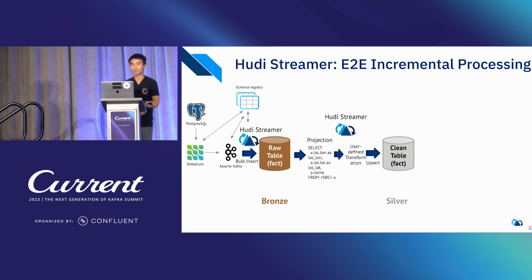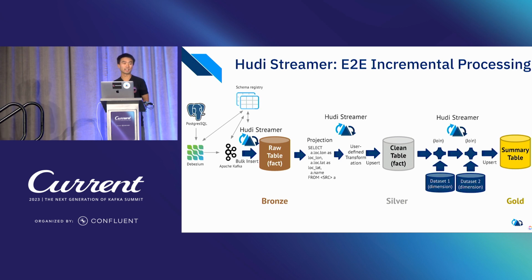Next, another Hudi streamer is constructed to do any kind of data cleaning and augmentation. For example, users can transform their data by flipping the fields, selecting relevant fields for projection, or doing any kind of custom transformation. Once that's done, the data is upserted to the silver table, which is a clean data set. Once new changes are landed in the silver table, the subsequent Hudi streamer job conducts more complex operations with the business logic.